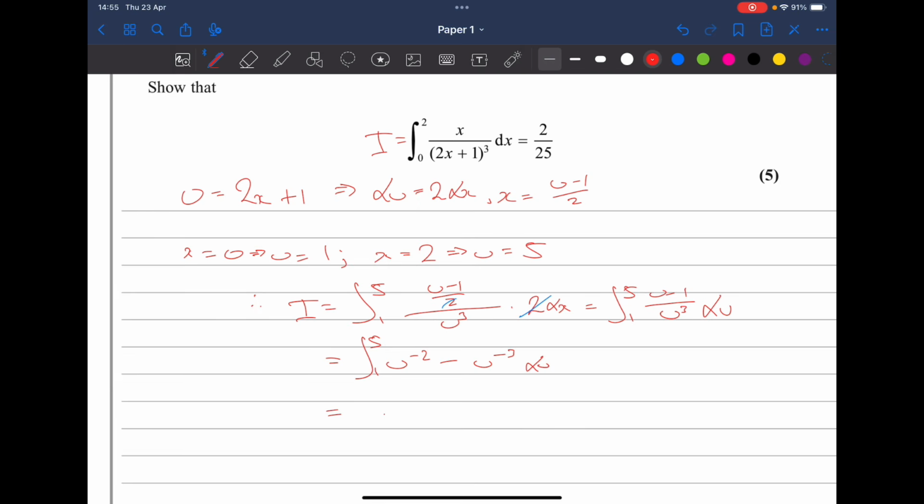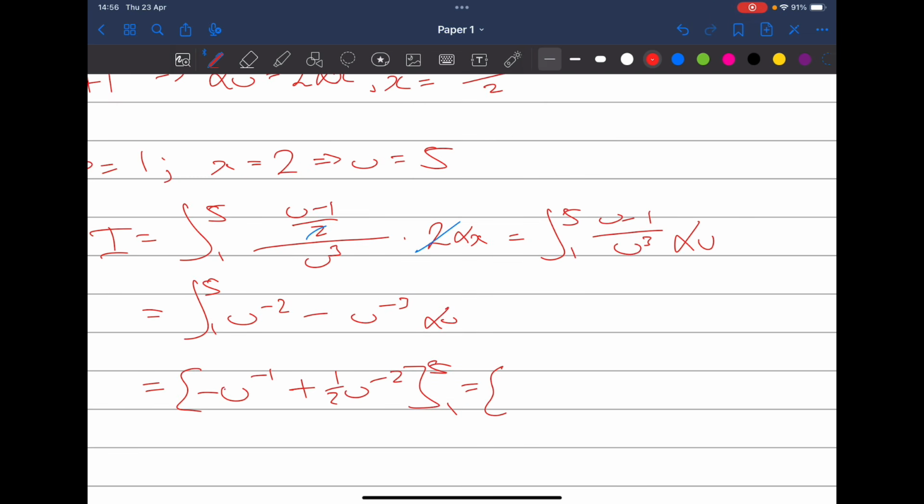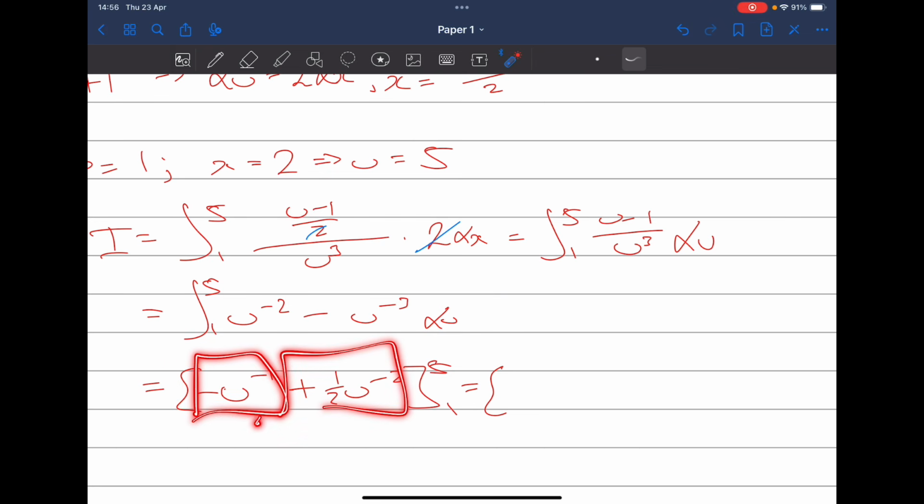Doing these though, so minus 2 raises to minus 1, divide by that minus 1. Minus 3 raises to minus 2, divide by that minus 2. So a half at the front. And then we'll plug in 5 and 1. So plug in the 5. What are we going to have? See, it's now negative and positive, so I'm going to write this one, take away this one. I think it's easier to do.